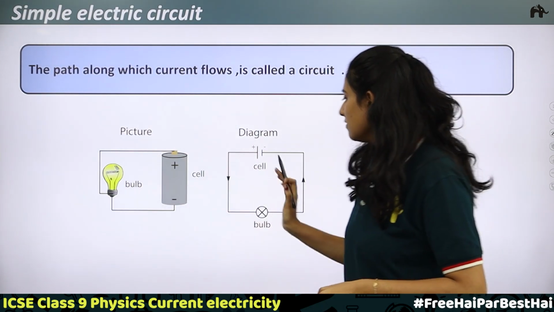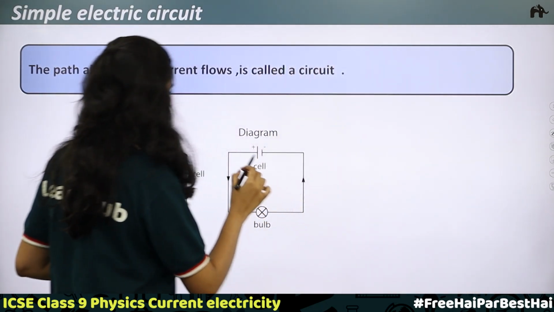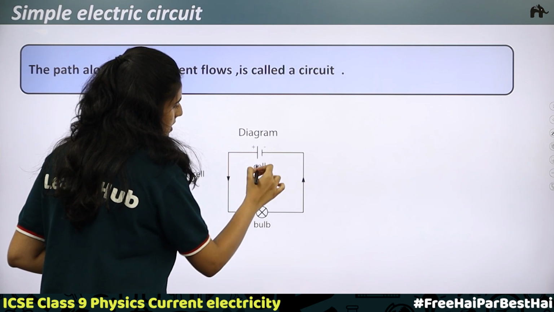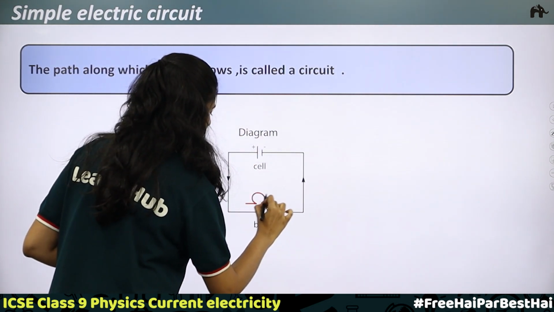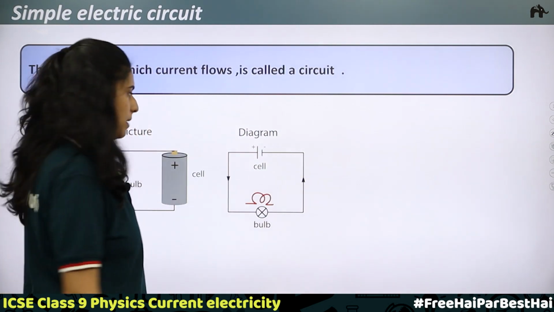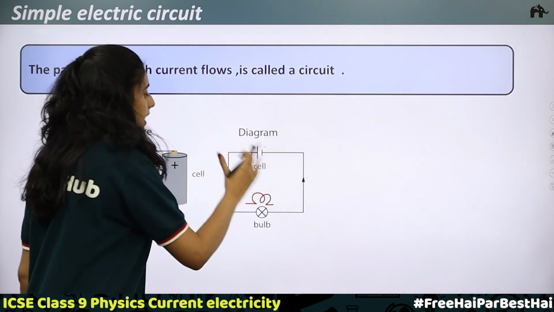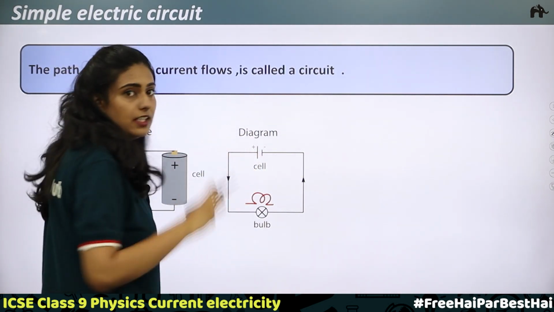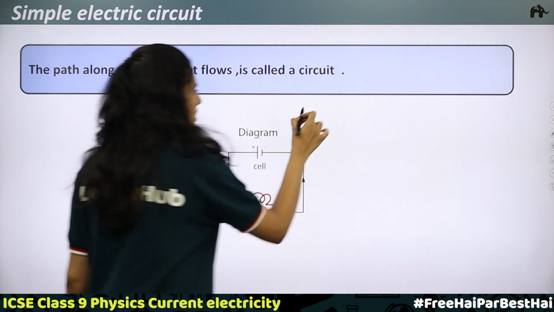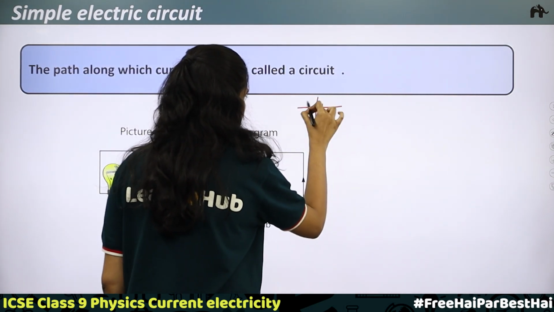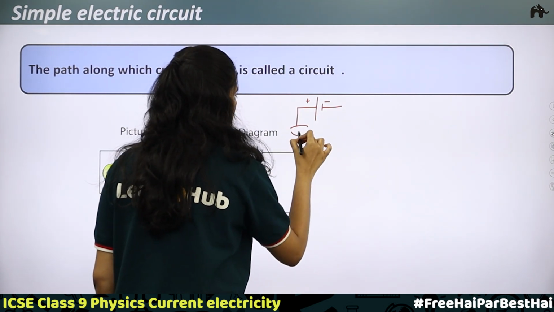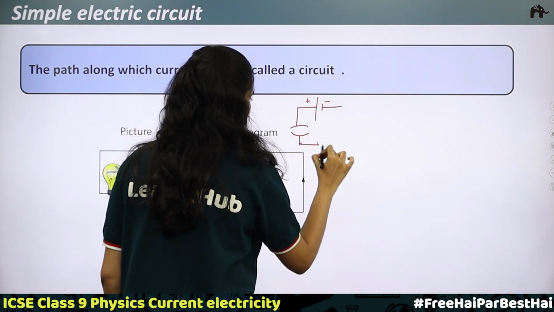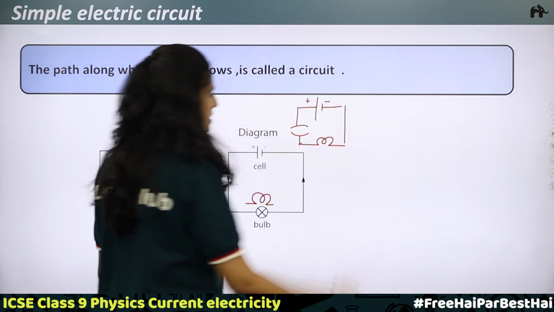So here we have the diagram. You have a cell, positive terminal, negative terminal, and this is a bulb. The bulb can be represented in this way. This is the symbol for a bulb. Then you can connect a key also. That is the third component, a key or a switch. So here positive, negative. Then you put a key, then a bulb. So this makes a circuit.